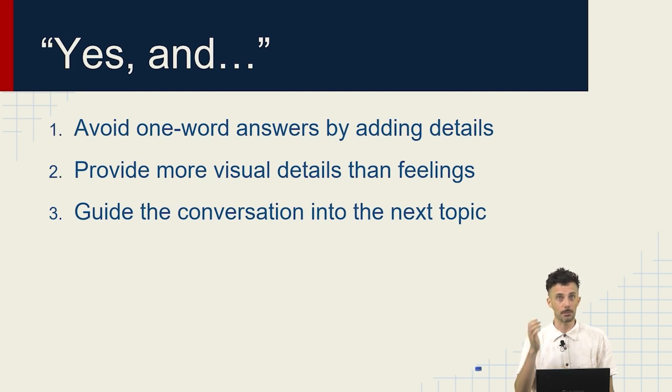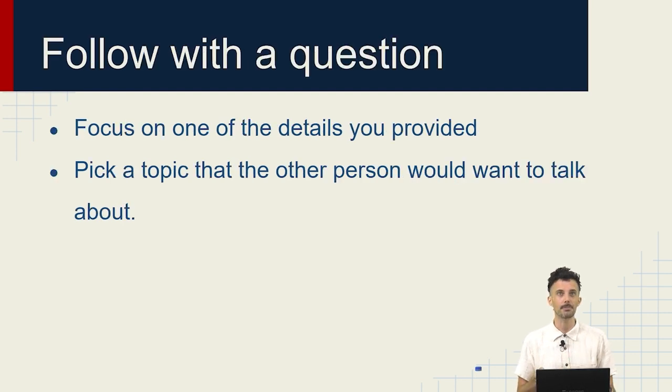So the next example I'm going to give you for this one is about answering interview questions. Okay? So the 3 ideas behind this is you want to avoid one-word answers by adding details. Okay? You don't want to keep your answers short. You want to have full sentences and make sure you add a lot of details to make your picture clearer. Then provide more visual details than feelings, as I said earlier. And then try to guide the conversation into the next topic. So the good thing about this skill is that you can guide the conversation into something you feel more comfortable with by using your details.